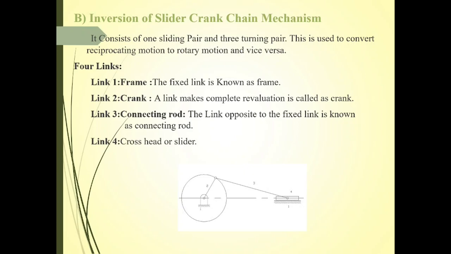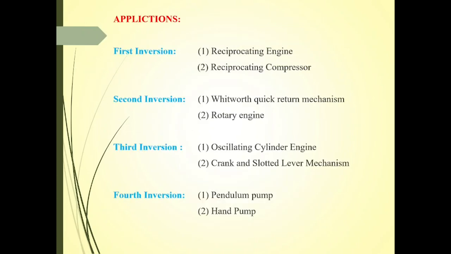So this is the four bar chain single slider crank mechanism. The input link has rotary motion. The output slider has reciprocating motion. This is the advantage of the slider crank chain mechanism. By using this mechanism, whichever application you want, you can apply here, and you get the output application.